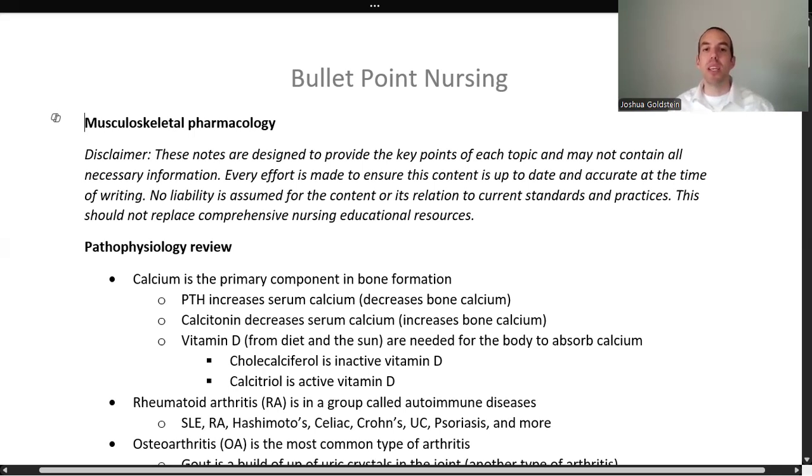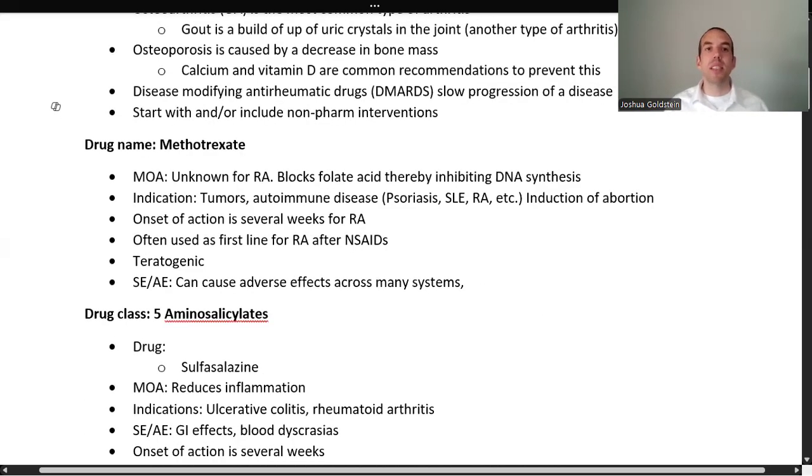Gout is a buildup of uric crystals in the joint. And this is also another type of arthritis. It's called gouty arthritis. This is not an autoimmune disease.